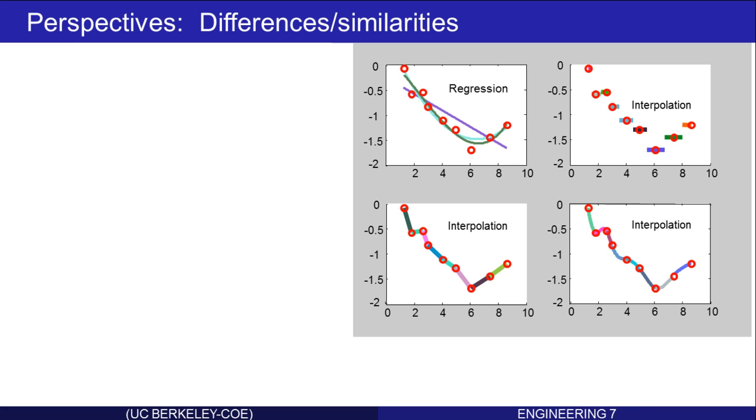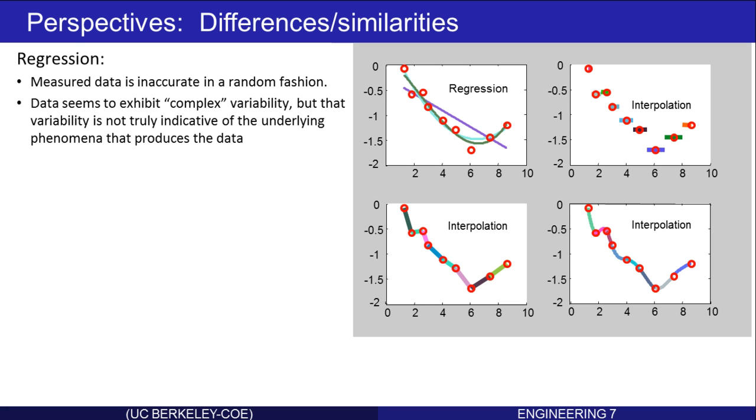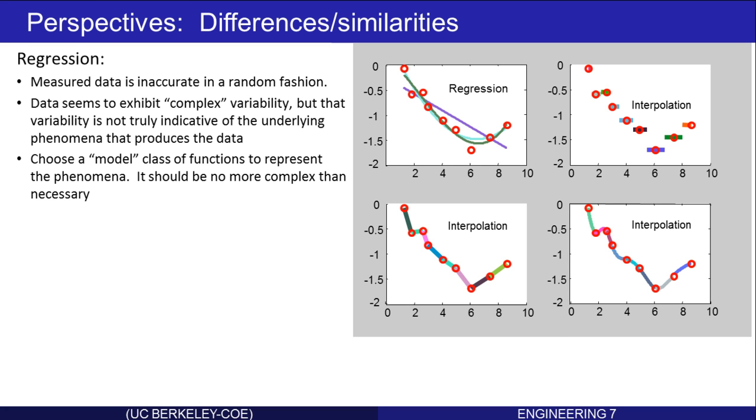So what are the two different perspectives? In regression, the measured data is thought to be inaccurate in some sort of random fashion. While the data may seem to exhibit some complex variability in the XY relationship, the belief is that that variability is not truly indicative of the underlying phenomena that produces the data, which is likely simpler. Therefore, the class of functions used to represent the phenomena should be no more complex than necessary. And then within this simple class of functions, regression produces an approximate fit to the data.